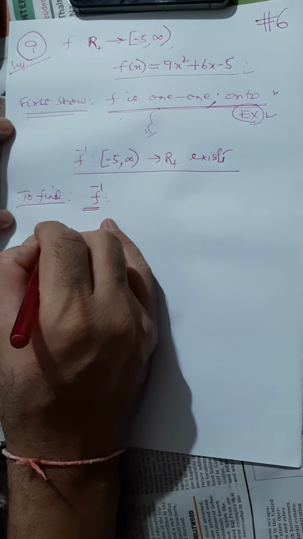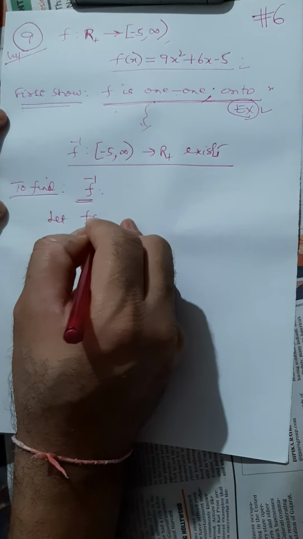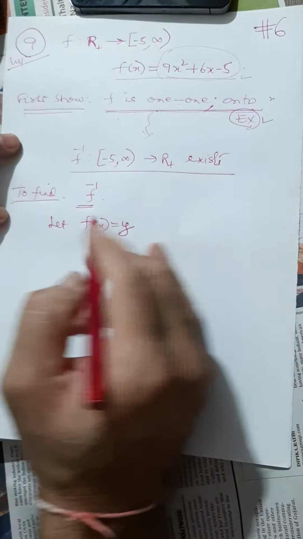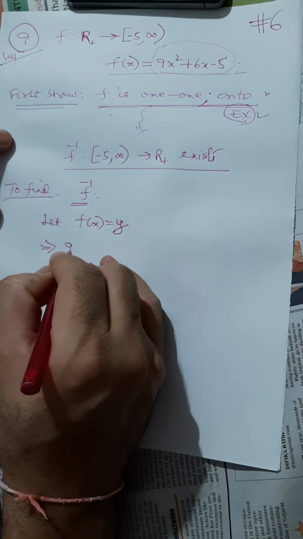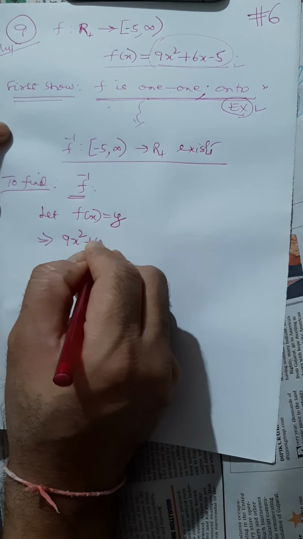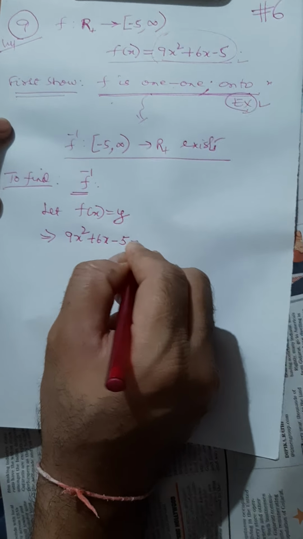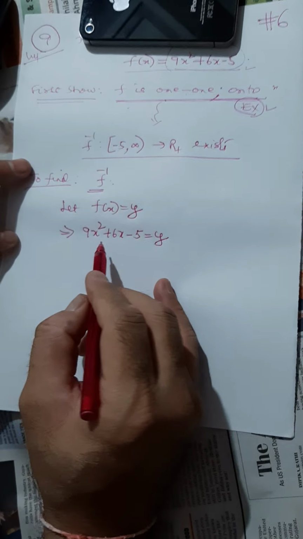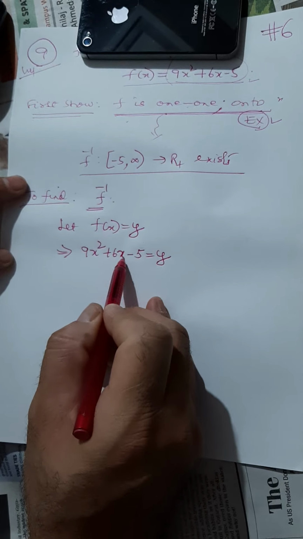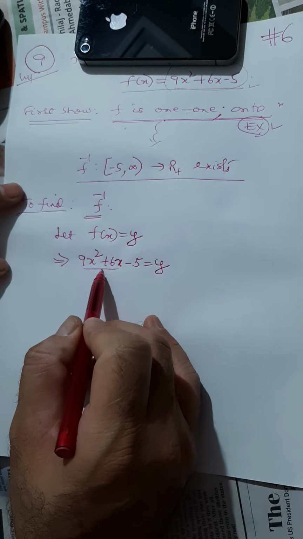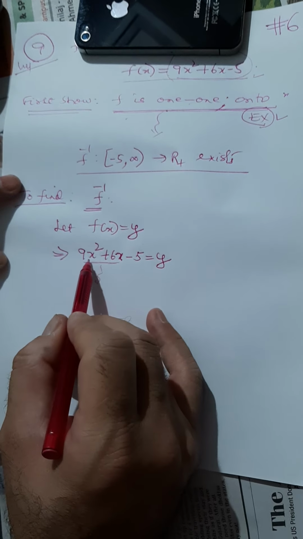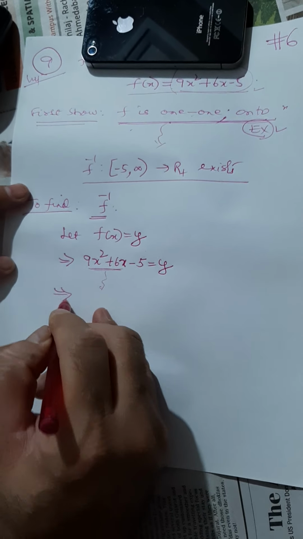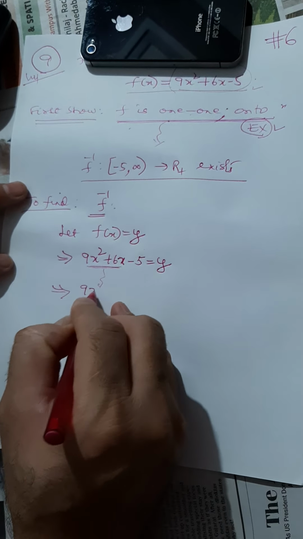Now to find the formula for f inverse, what's the method? Let f(x) equal y. This is the standard technique. Take the function equal to y. What is the function? 9x square plus 6x minus 5 equals y. Now the procedure is you make x the subject of the expression from this. Now, from this it's not easy. So what can you do? You can make it a perfect square.